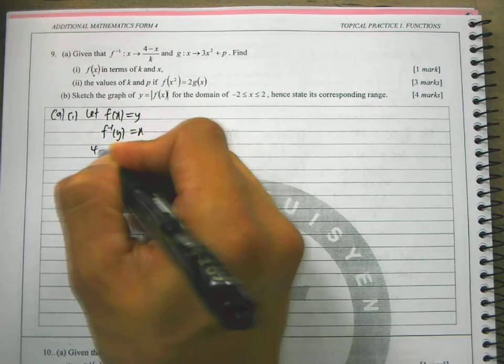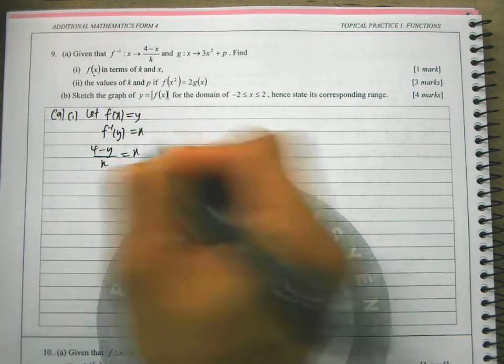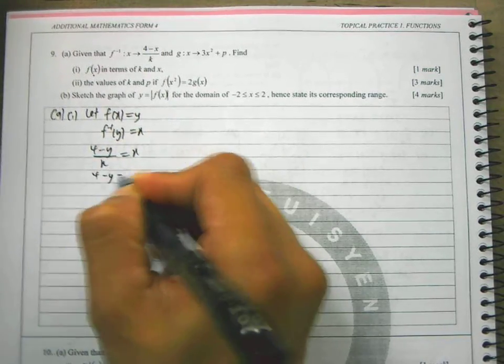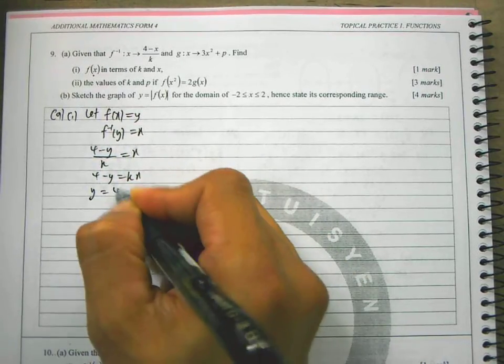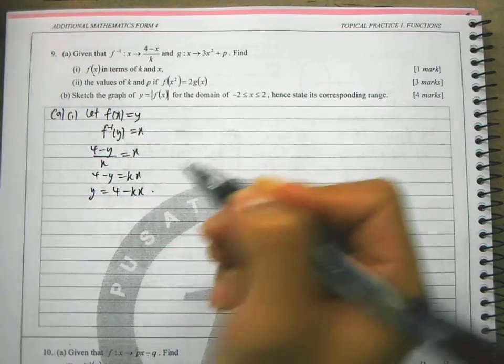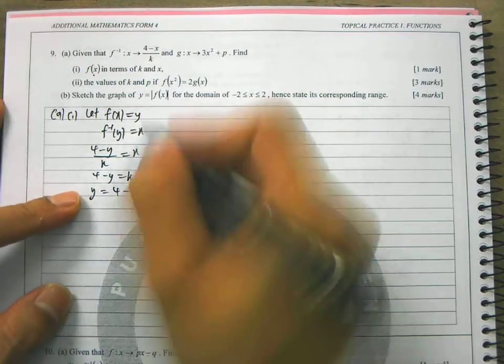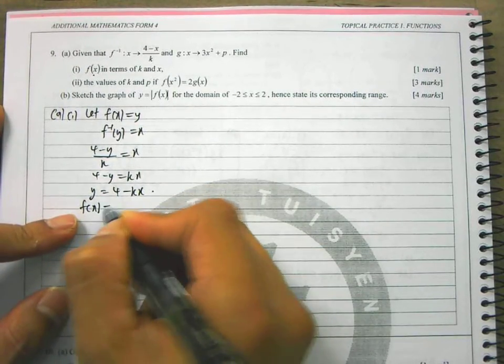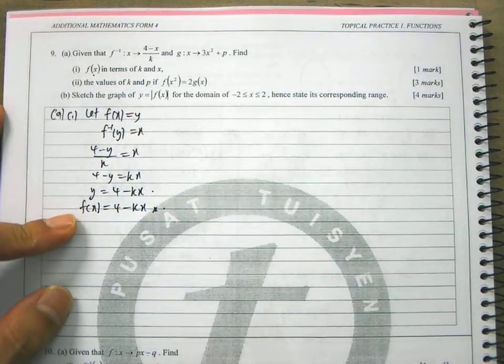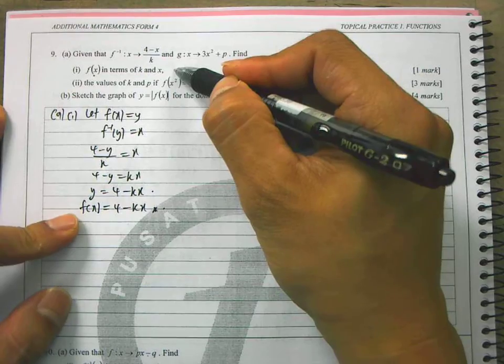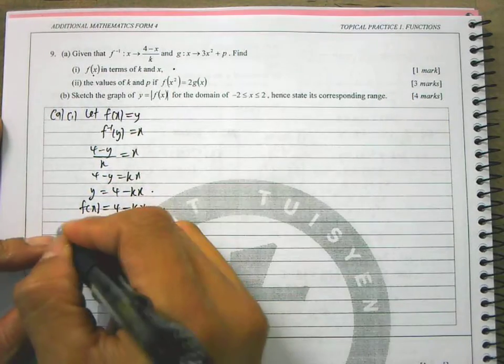So (4 minus y) over k is x. We are supposed to make y the subject. Bring over, y is now 4 minus kx. What is y? y is your f(x), therefore f(x) is 4 minus kx. Okay, so you got your answer in terms of k and x. Part 2.